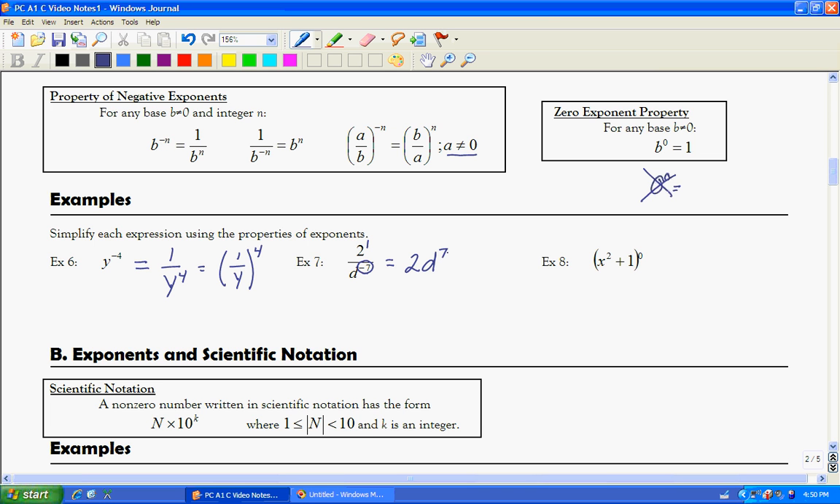That's our final answer. And example number 8, we have the quantity x squared plus 1 all raised to the 0 power. Well, applying the zero exponent property, anything to the 0 power is equal to 1.